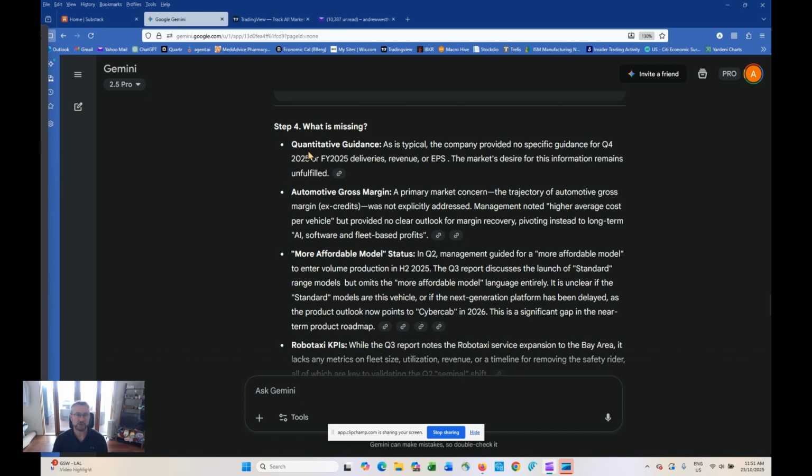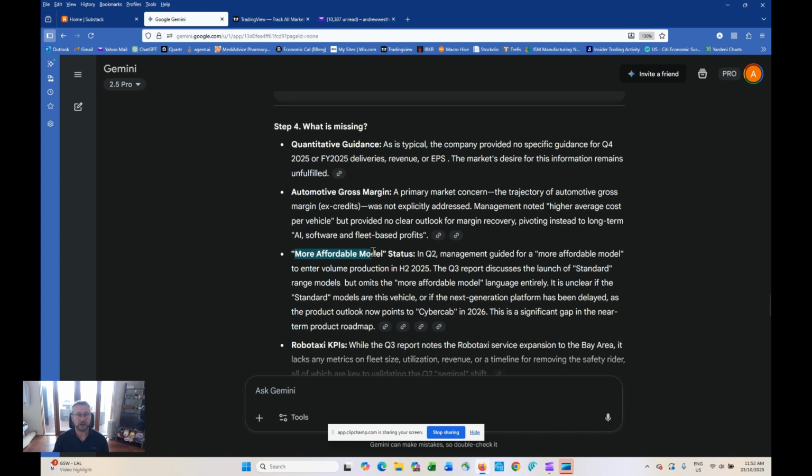So step 4 is called What is Missing. Here you can see it talks about quantitative guidance, but that's regularly missing in Tesla reports as it notes. So the model notes that that's the case. It does pick up on automotive gross margins and highlights this as a primary area of market concern, where the company itself have called out climbing vehicle costs, particularly with tariff imposts. So automotive gross margins are a part of the overall cost picture that's affecting the earnings outlook for Tesla.